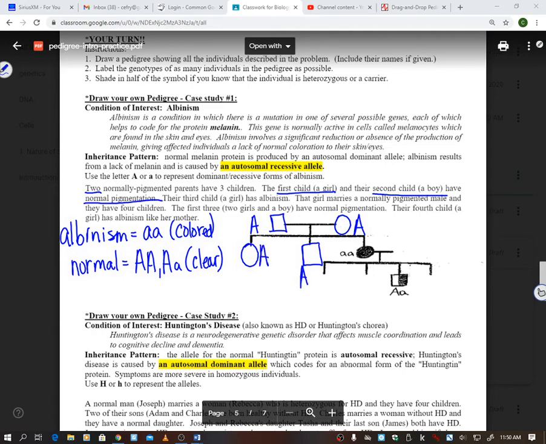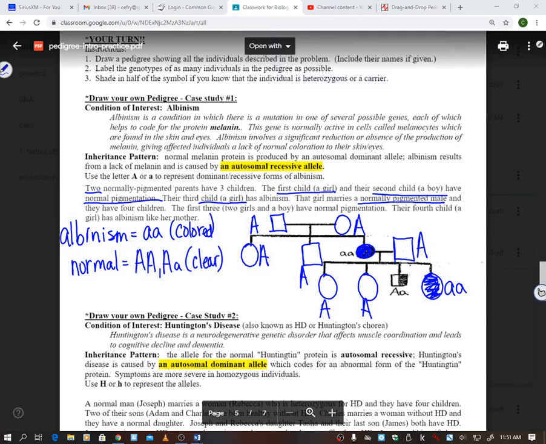Their third child, a girl, has albinism. And they have that one filled in here. That girl marries a normal pigmented male. So we have at least one capital A. And they have four children. The first three, two girls and a boy, have normal pigmentation, so at least one capital A. Their fourth child, a girl, has albinism. So she's colored in and has that.